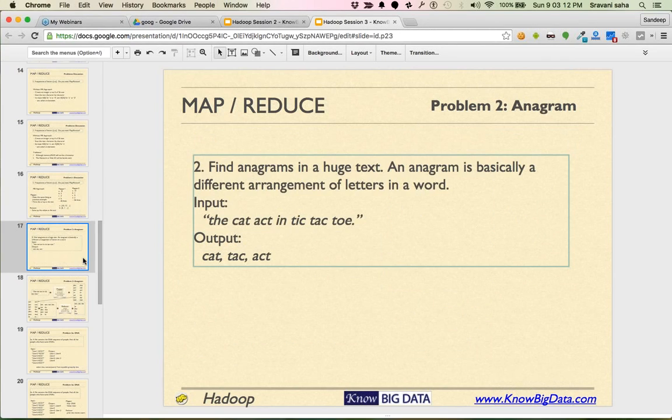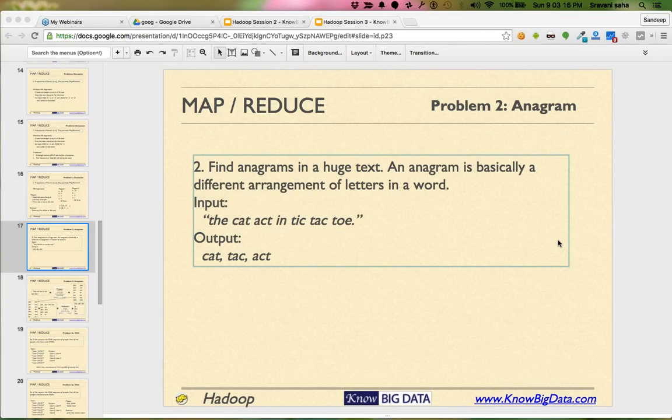Great. Now, a little tricky question. How many of you have attempted this? The question was, you have to find anagrams in a huge text. An anagram is basically a different arrangement of letters in a word. All right. So, could you just copy paste your answers? I'll take it up.